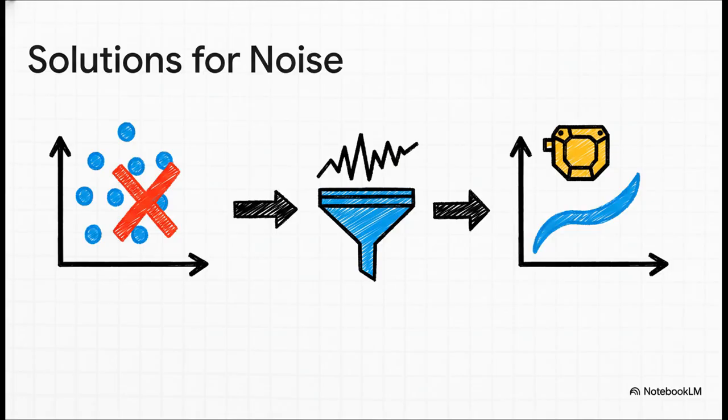One way is to go hunting for outliers, those really extreme, bizarre values, and just remove them if they're obviously an error. You can also apply different filtering techniques that help smooth out the data. Or, just like with missing values, you can pick a specific type of model that's known to be more robust, meaning it's just naturally less sensitive to this kind of noise and can kind of ignore it.